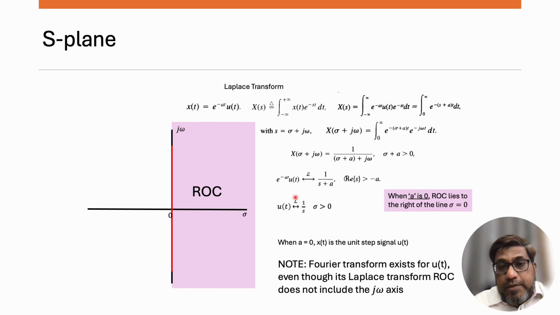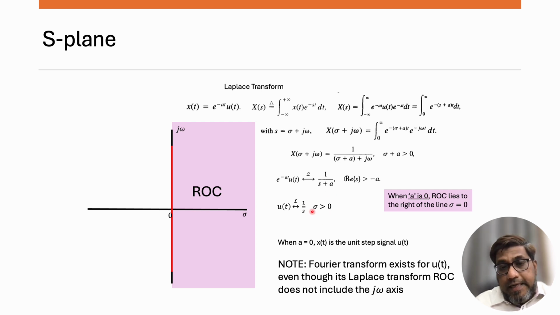Now let's see what happens when the exponent A is equal to 0. When we put A equal to 0 for our signal x of t, e power 0 is 1, and what we get is just u of t, which is nothing but our unit step signal. So in that case, what we are basically computing is the Laplace transform of the unit step function. It turns out that the Laplace transform of the unit step function is 1 upon s, and the region of convergence for that is the real part of s being positive. So that is sigma greater than 0.